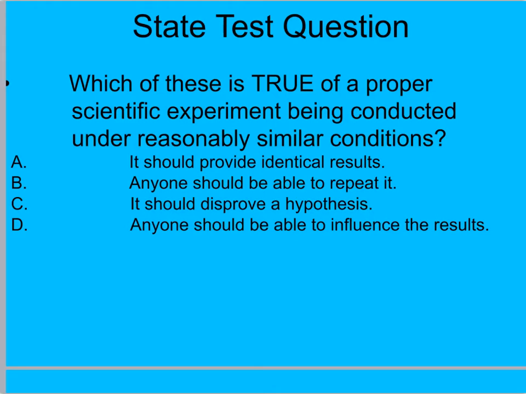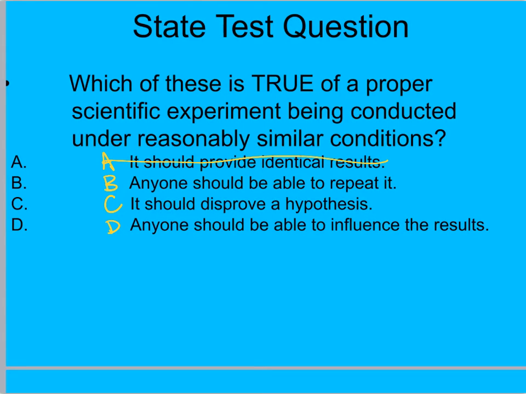Which of these is true of a proper scientific experiment being conducted under reasonably similar conditions? A, it should provide identical results. B, anyone should be able to repeat it. C, it should disprove a hypothesis. Or D, anyone should be able to influence the results. Looking at A, should it always make identical results? Not necessarily. Just because you're conducting it under reasonably similar conditions doesn't mean you're going to get identical results.